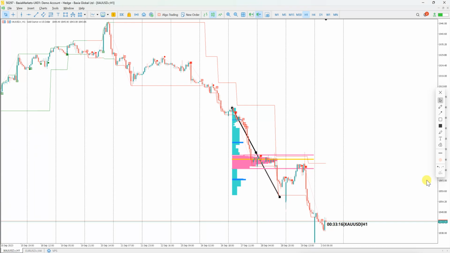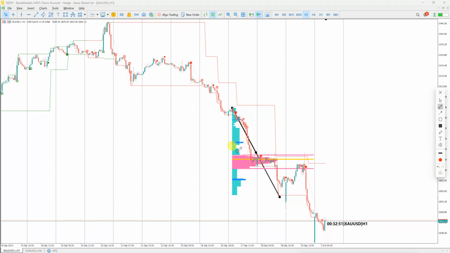Okay, here we have a liquidity grab. Here, this is a liquidity grab, right? Liquidity grab. Here also a liquidity grab, right? The price went inside, went below the POC, and it grabbed some liquidity above it.